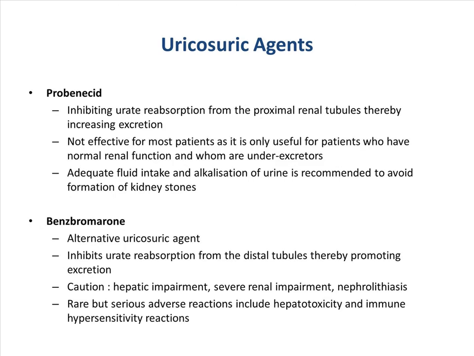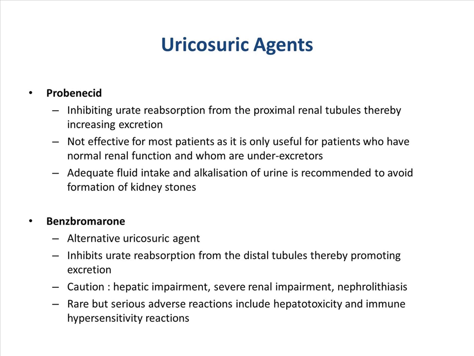Another class of urate-lowering therapy is the uricosuric agent. Examples of these include probenecid and benzbromarone. Probenecid works by inhibiting urate reabsorption from the proximal renal tubules, thereby increasing excretion. However, it is not very effective for most patients as it is only useful for patients who have normal renal function and who are under-excretors. When using these agents, adequate fluid intake and alkalization of urine is recommended to avoid formation of kidney stones.